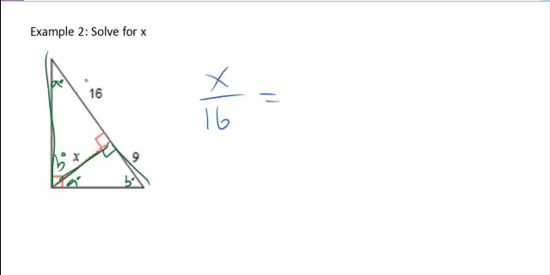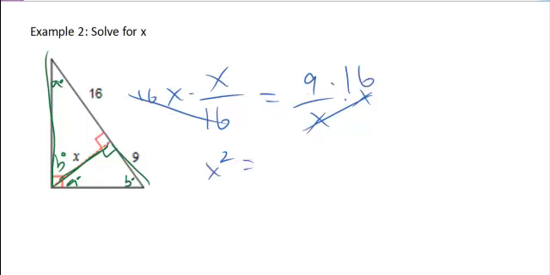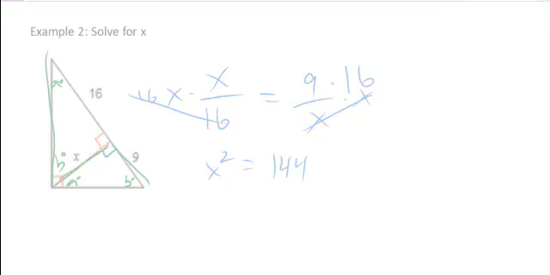So x over 16 in this triangle on the top has to correspond to 9 over x. Okay, I don't know why this is not letting me write, but so what we have here, if I multiply both sides by x and multiply both sides by 16, I get x squared equals 16 times 9, which is 144, and x equals 12.